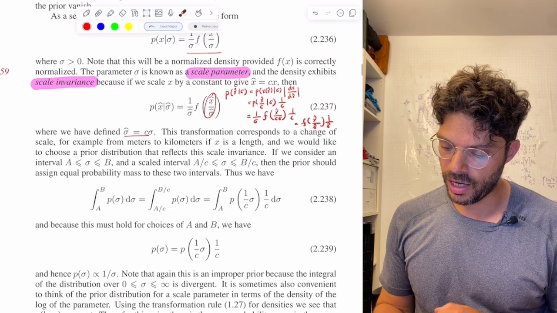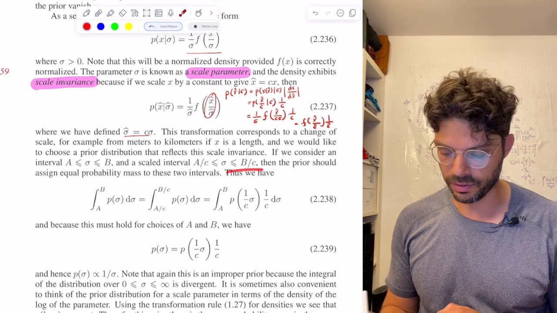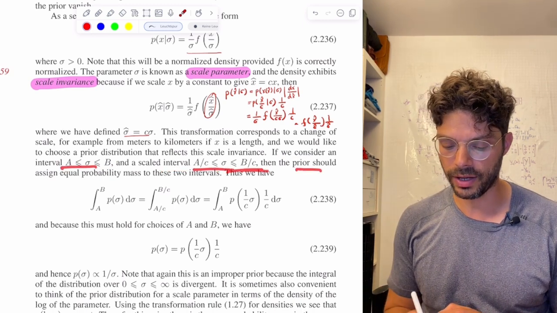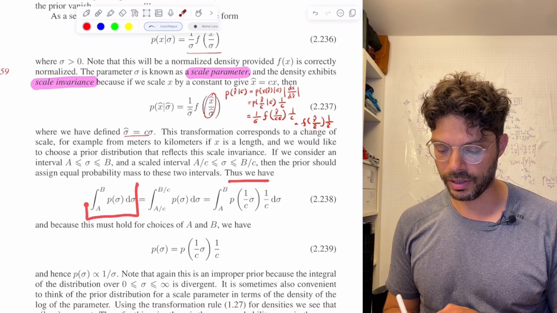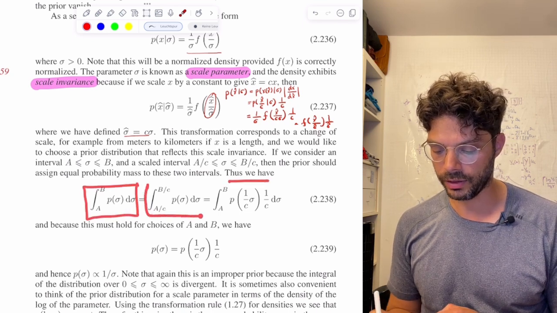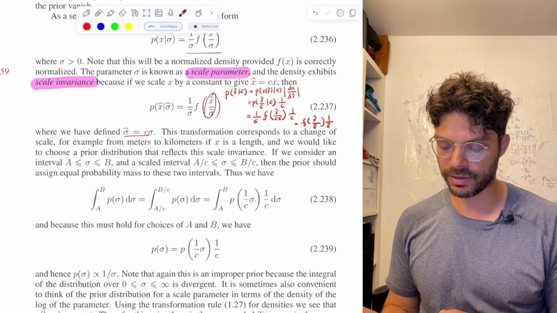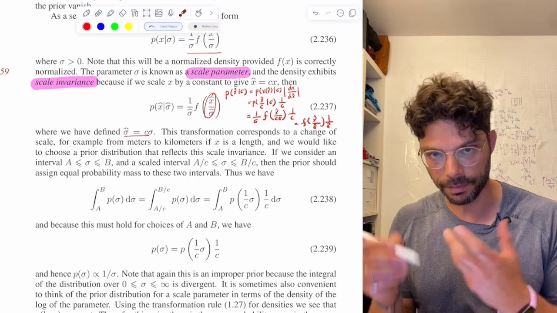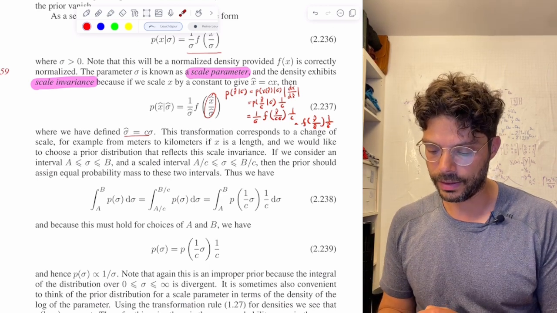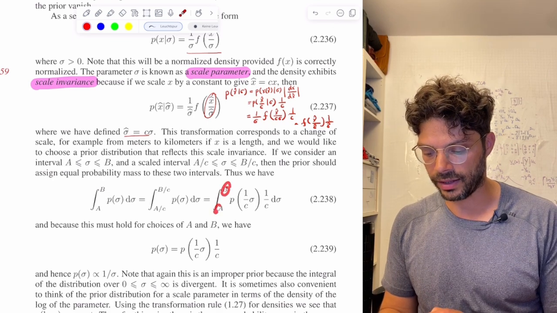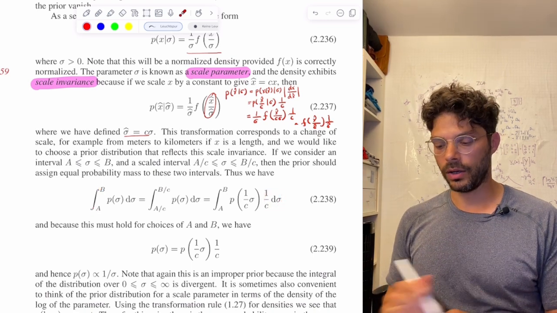Okay, so now it says if we consider an interval a to b versus the scaled interval a over c to b over c, then the prior should assign equal probability mass to these two intervals. So here's the probability mass we're assigning from a to b, and we want it to equal the probability mass we're assigning from a over c to b over c. But that's the same as if we just compute that probability function evaluated at sigma over c, so that we get the same limits of integration. Then we also have to scale our sigma parameter there.